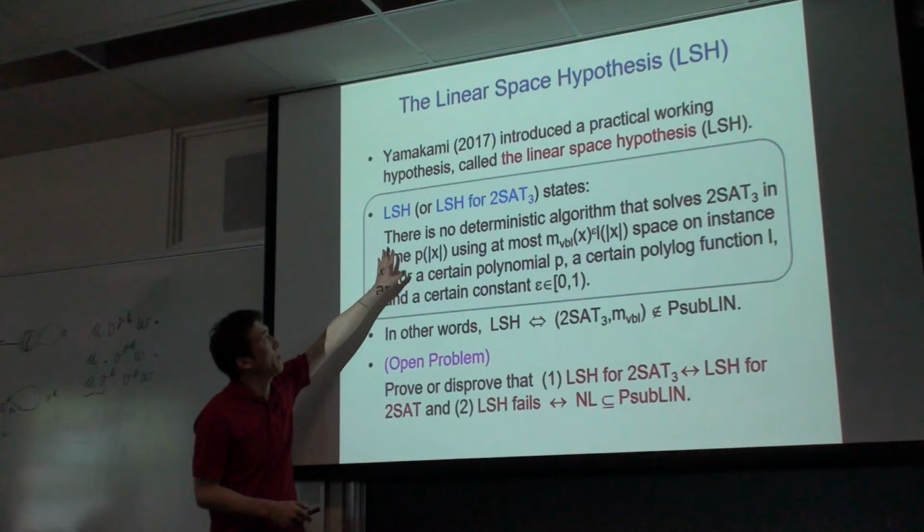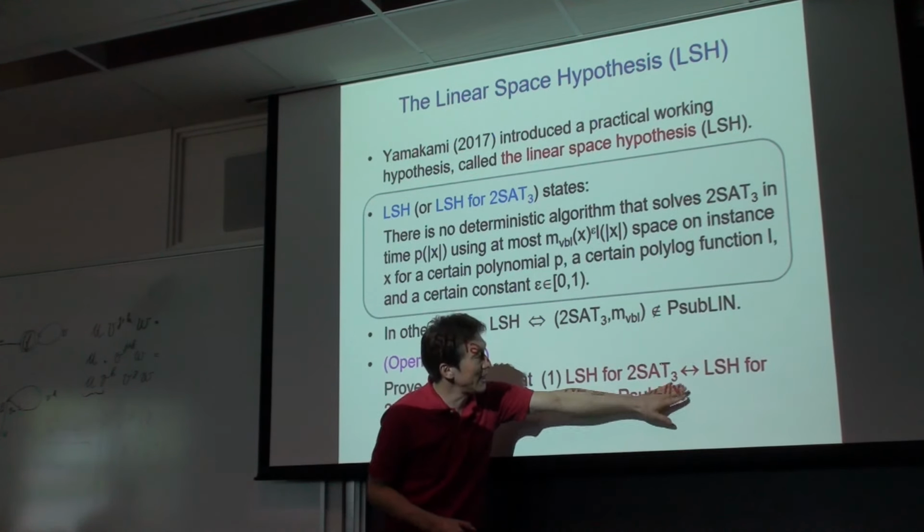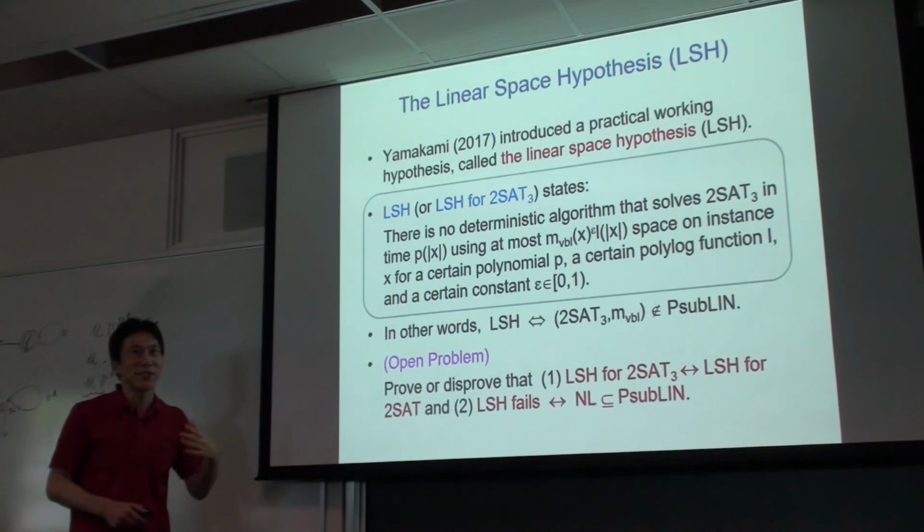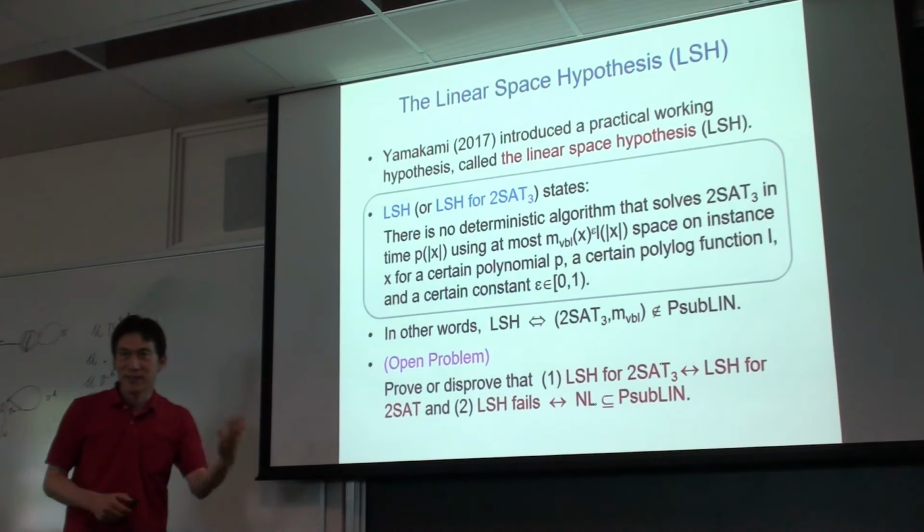So this is actually the very funny part here. The PsubLIN is a very funny complexity class. It's not really closed down in a standard log space reduction.